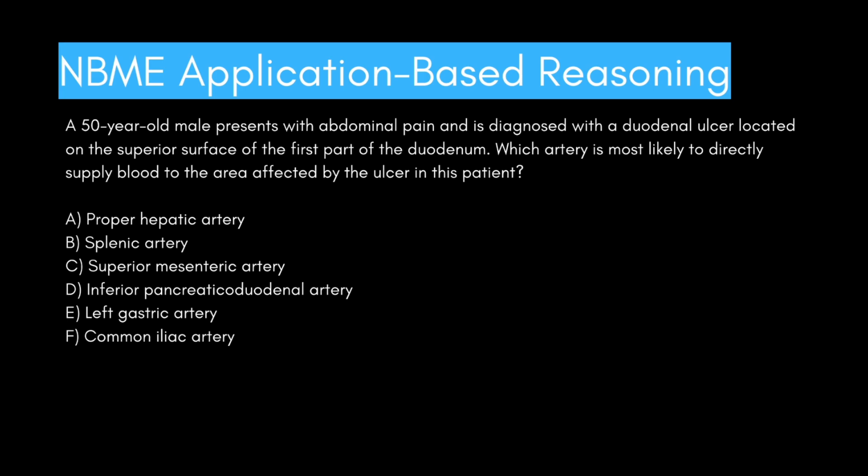A 50-year-old male presents with abdominal pain and is diagnosed with a duodenal ulcer located on the superior surface of the first part of the duodenum. Which artery is most likely to directly supply blood to the area affected by the ulcer in this patient?